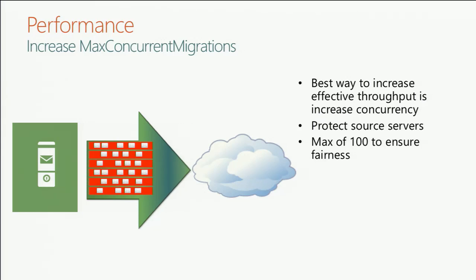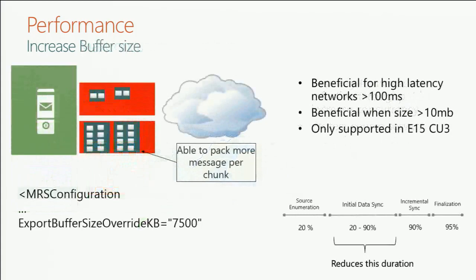The next way to increase throughput is by decreasing the chattiness between the client and the server, between MRS proxy and the MRS service in the cloud. In CU3 or SP1 of 2013, we added this capability where you can increase the buffer size from 256K to any amount you want. We recommend you set it to 7 MB. If you increase it from 256K to 7 MB, then the chunk of data that we send to MRS becomes 7 MB at a time instead of 256K. This is useful for high latency networks so that you can reduce the chattiness. Typically the gain in performance is realized for large mailboxes, because we dramatically reduce the initial sync duration.